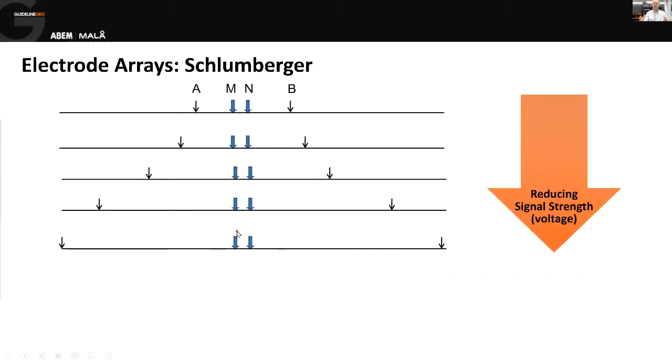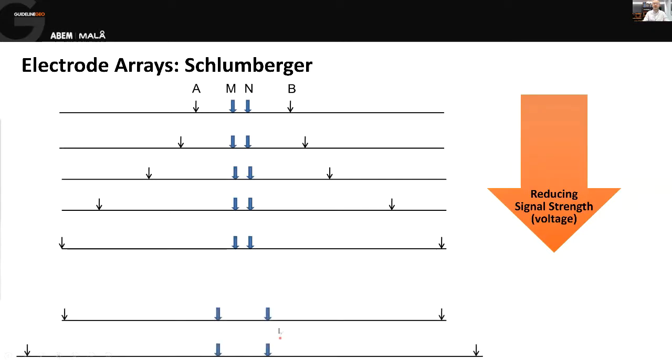Now, the effect that has is that as the current electrodes get further away from the potential electrodes, from the voltage electrodes, the signal gets weaker. So at some point, we want to counteract that. We want to improve the signal strength. And we do that by then broadening out that central pair. So after, in this instance, 5 measurements, we widen the central pair, and that increases the voltage that we measure and increases, i.e., the signal strength.